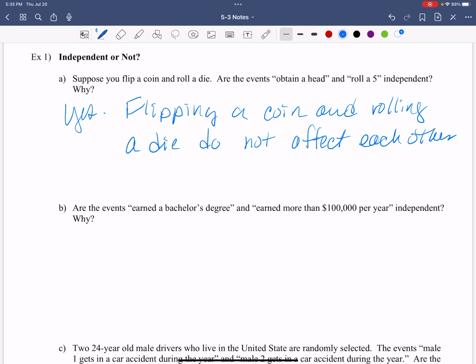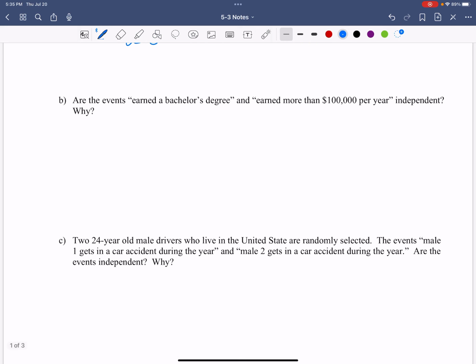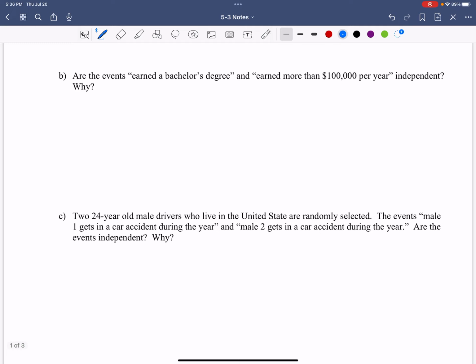One is not dependent on the other. They are independent. Let's try this next one. Are the events earned a bachelor's degree and earned more than $100,000 a year independent, and why?